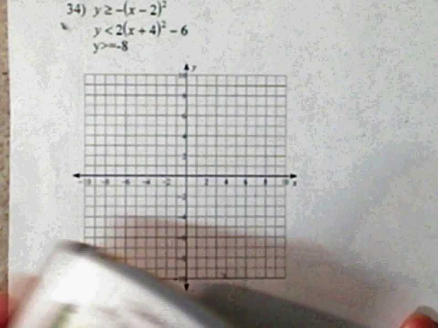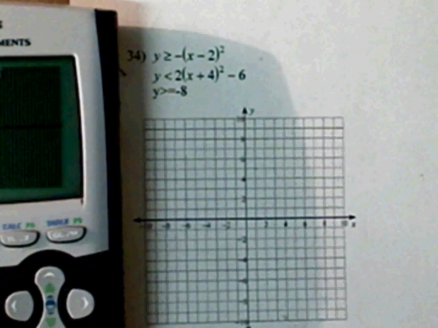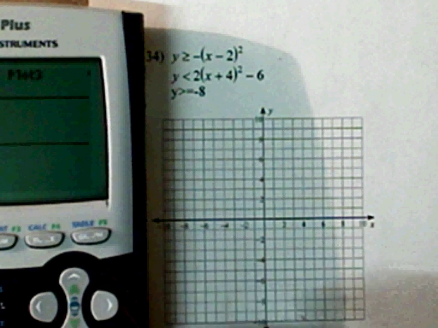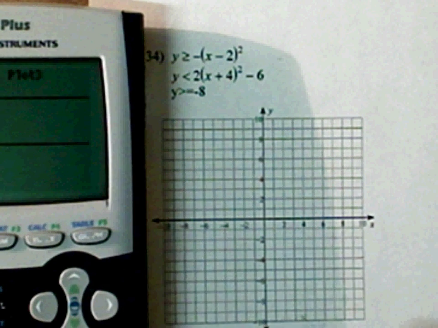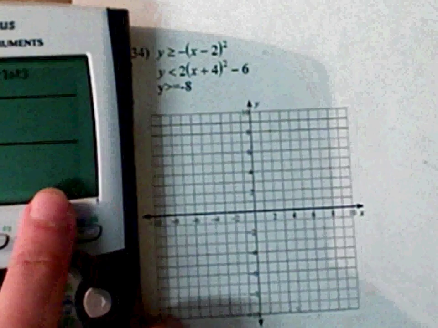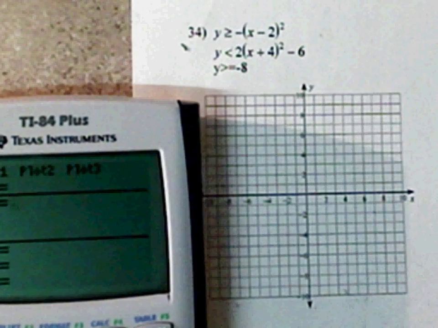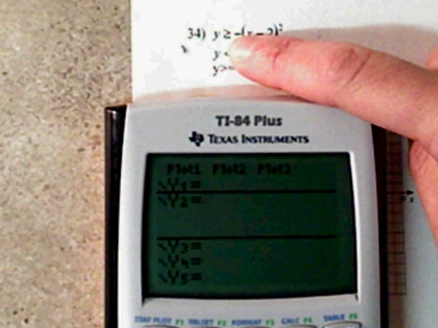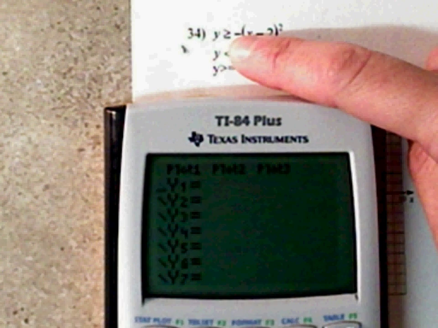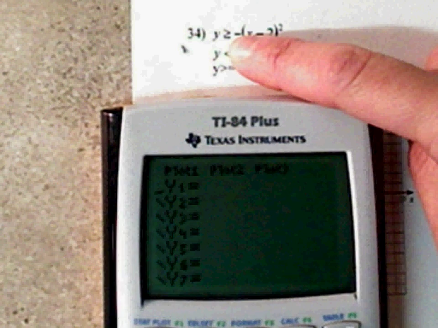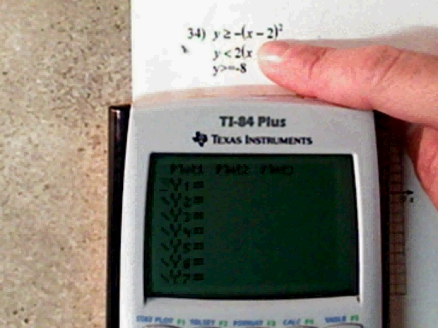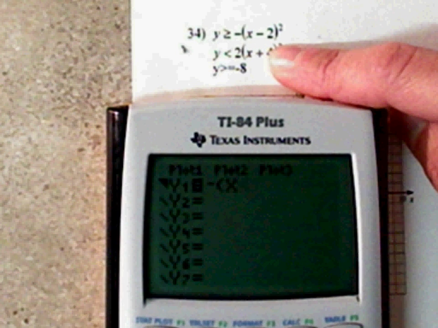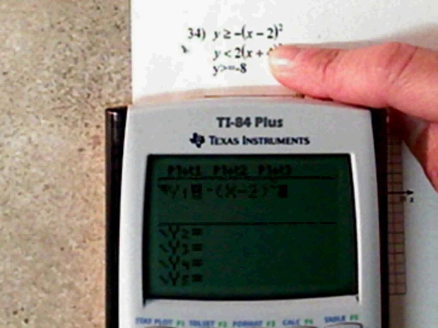34, same concept, except this time you have 3 of them. So I'm going to y equal, and I'm going to clear every one of them so I don't have to do it again, okay? All right, number 34, same thing, okay? That is greater than, let's go to y1. Enter, enter, greater than, right? Right click over to negative parentheses, x minus 2 parentheses square, and hit graph.